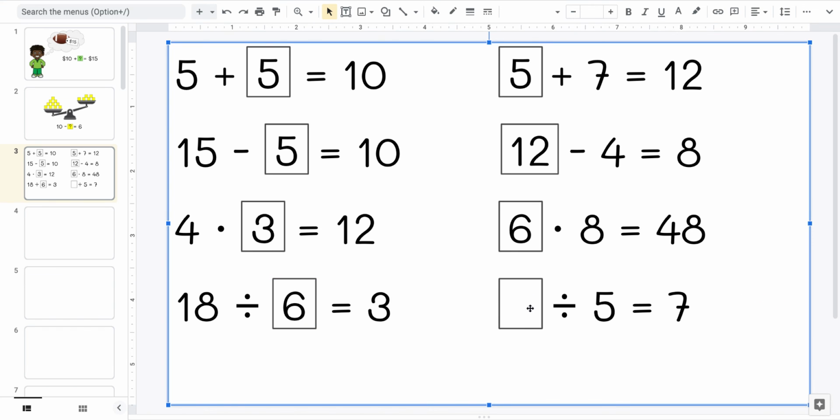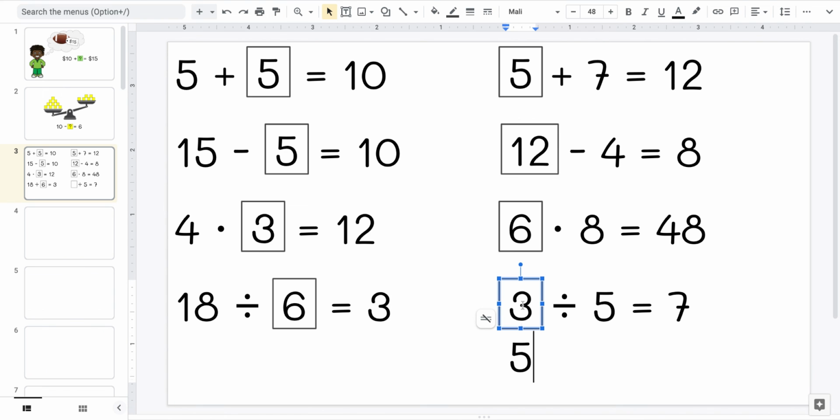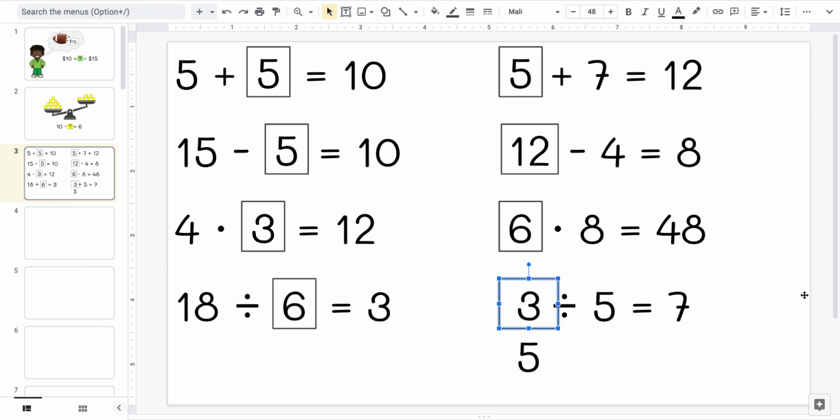All right, and what number divided by 5 is 7? Again, I can go in reverse and I could multiply 7 times 5 to get my answer. That is 35. And I'm going to make that text box bigger, or not. There we go. All right, so 35 divided by 5 is 7.